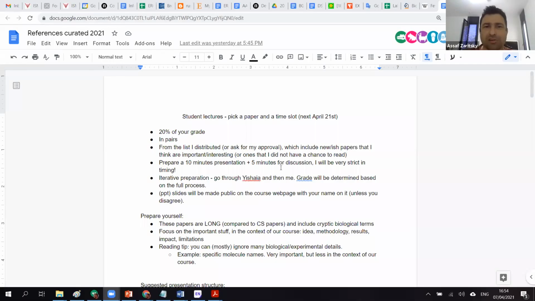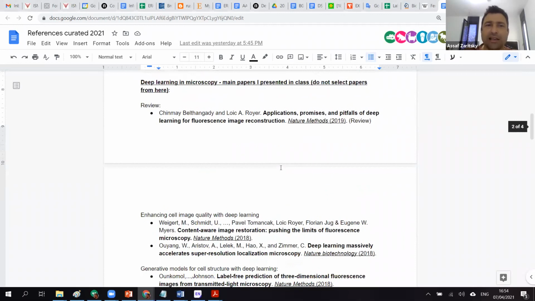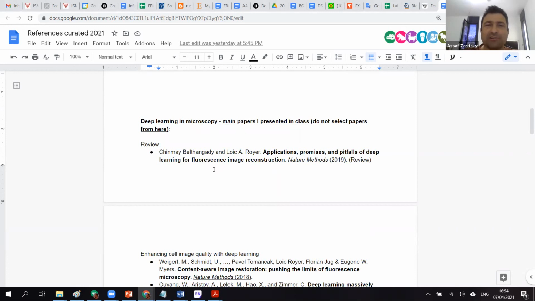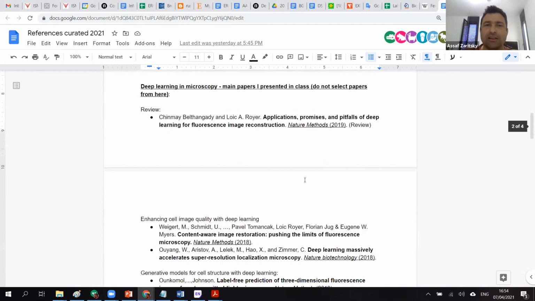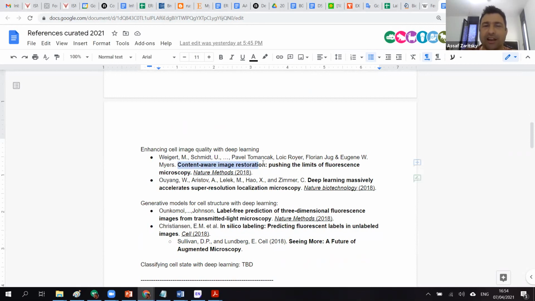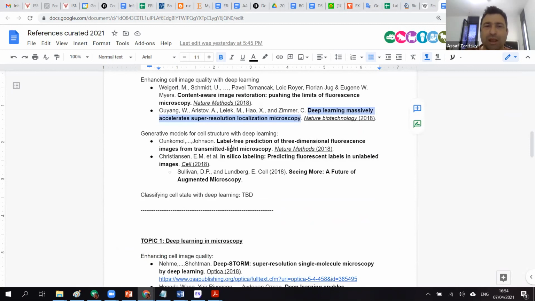Okay, so here I wrote what I had in these slides, and here I'll try to be consistent with that. I'll try to write here the main papers that are relevant for each class. So here, deep learning in microscopy. These are the reviews that I suggested that you read. This is the CARE content-aware paper, and this is the paper that I presented. These are the papers that I started presenting now but didn't finish yet. And this is the other paper that I'll start presenting next week.